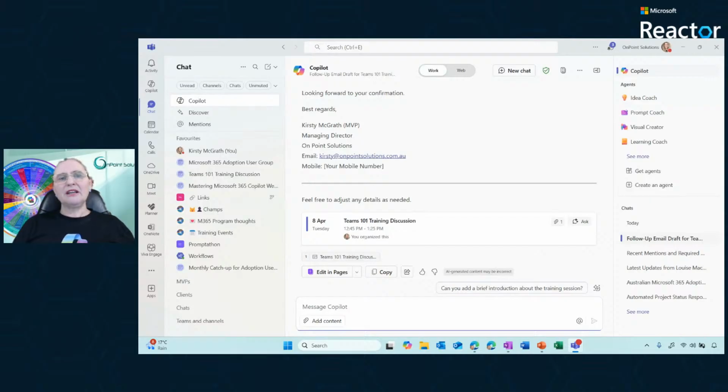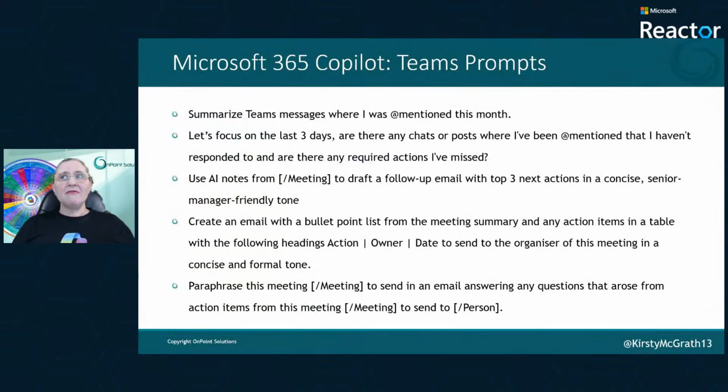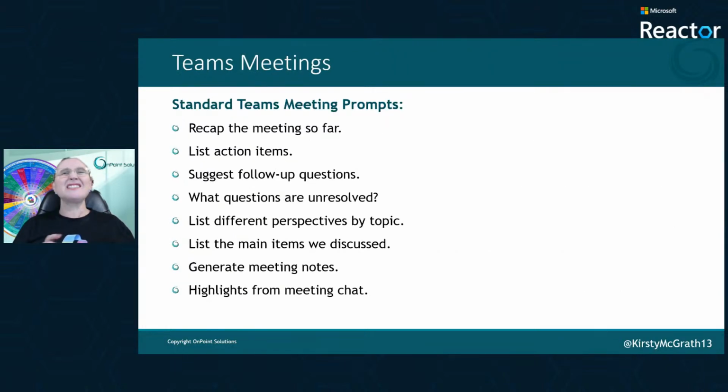Now, it's a little different if I go over and I'm in a meeting. And I do particularly love using this information in meetings, these sorts of prompts. There are standard prompts that come with my Teams meeting. So these are the standards: recap so far, action items, follow-ups, questions that aren't resolved, perspectives, items, so the list of items discussed, give me my meeting notes, and highlight from chat. So these are some of the stock standards.